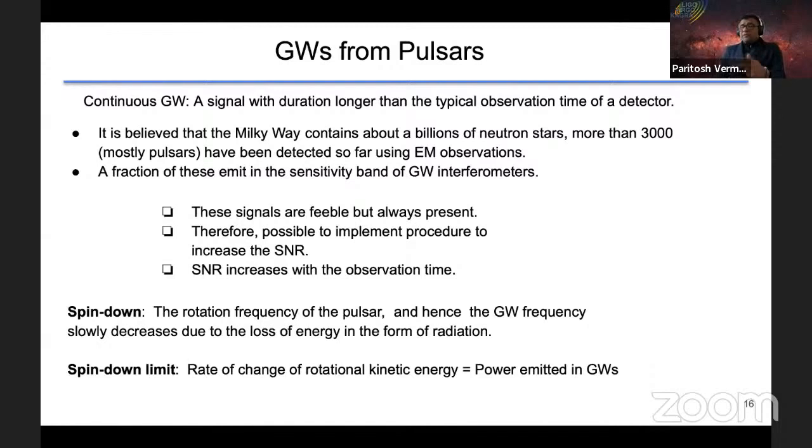Before I move further, I want to give two definitions. The first one is the spin down. As we know, electromagnetic radiation and gravitational radiation take away energy and angular momentum from the system, and hence the pulsar slows down, which means its frequency decreases and the time period increases. This is known as spin down. And what is the spin down limit? The rate of change of rotational kinetic energy is equal to the power emitted by gravitational waves, which means we assume that the entire kinetic energy is converted into gravitational wave radiation, and we get the maximum amplitude that can be emitted by a pulsar. This is a hypothetical amplitude, by the way.